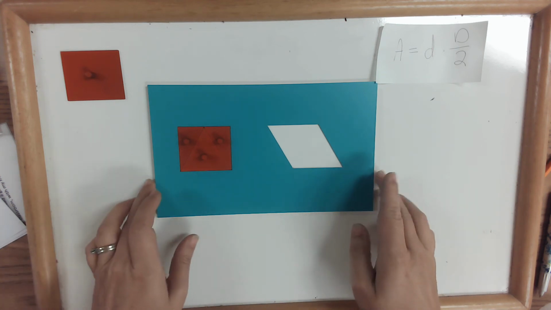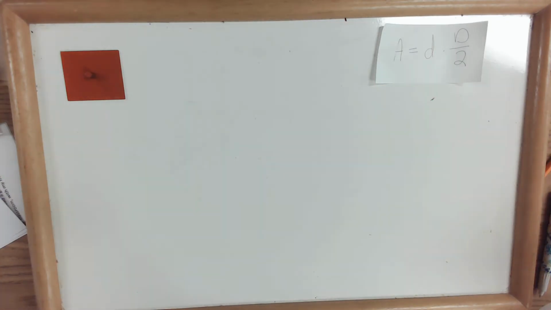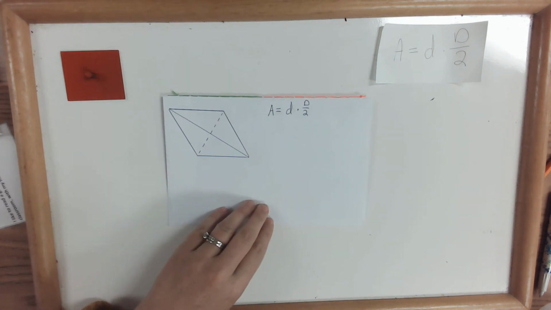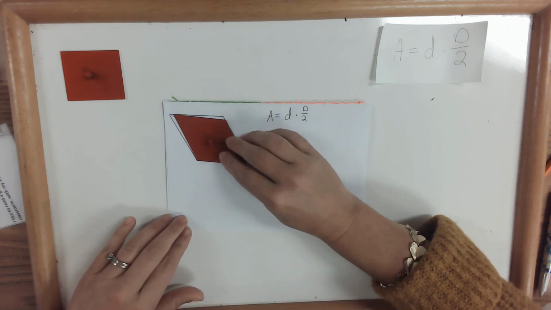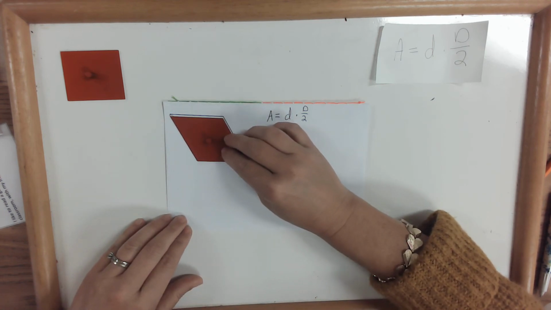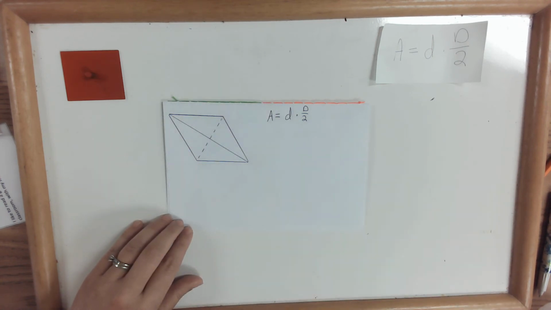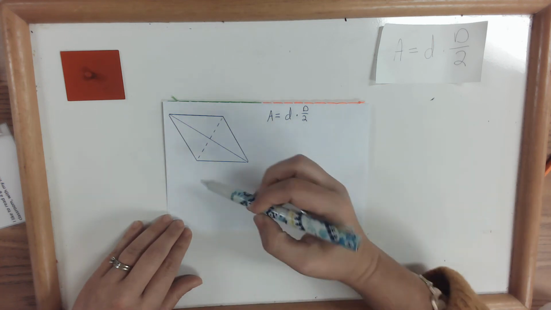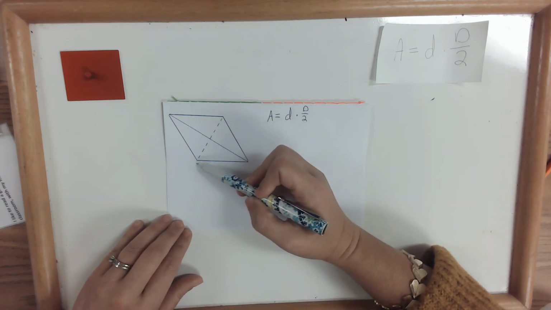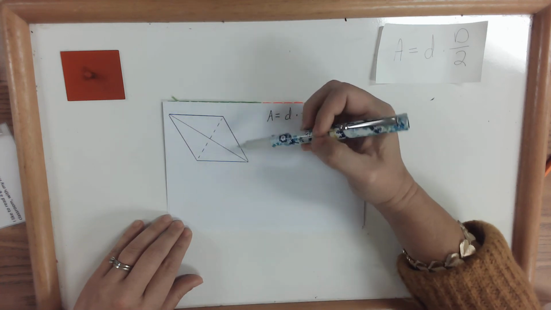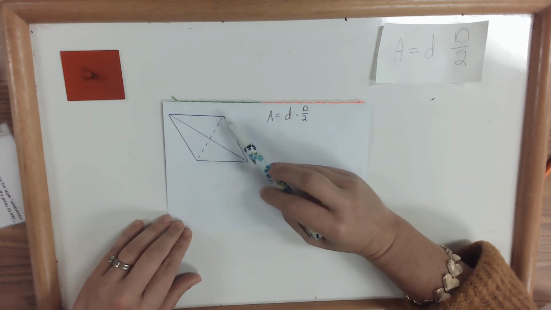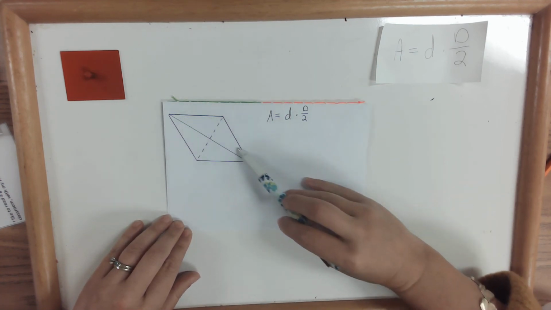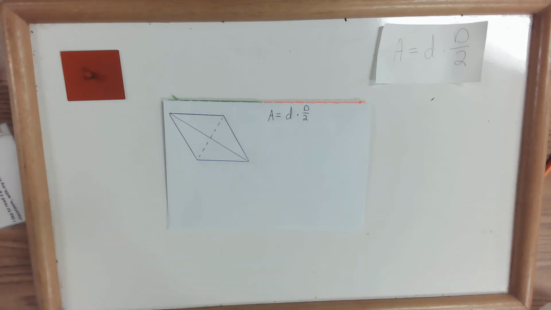Now, to make your own, I've already done some of the work. The first thing you need to do is trace or draw your rhombus. The second thing that you need to do is put in your minor diagonal and your major diagonal. I like to use a dotted line for one of them and a solid line for the other. That just helps me visually differentiate between the two. But you can draw it any way that you know works for you.